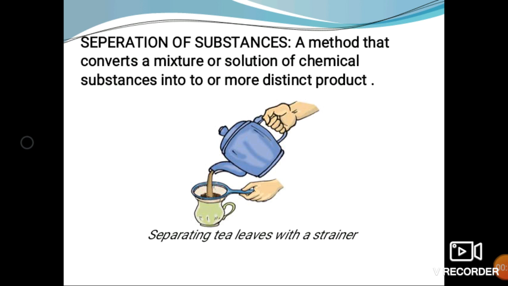From the diagram, you can see that tea leaves are separated with a strainer. Okay, you are preparing tea in a kettle. Water and tea leaves are mixed. And when you are going to pour it out into the cup, you have to separate the tea leaves. So you are using a strainer to separate the tea leaves. That is the separation of substances.